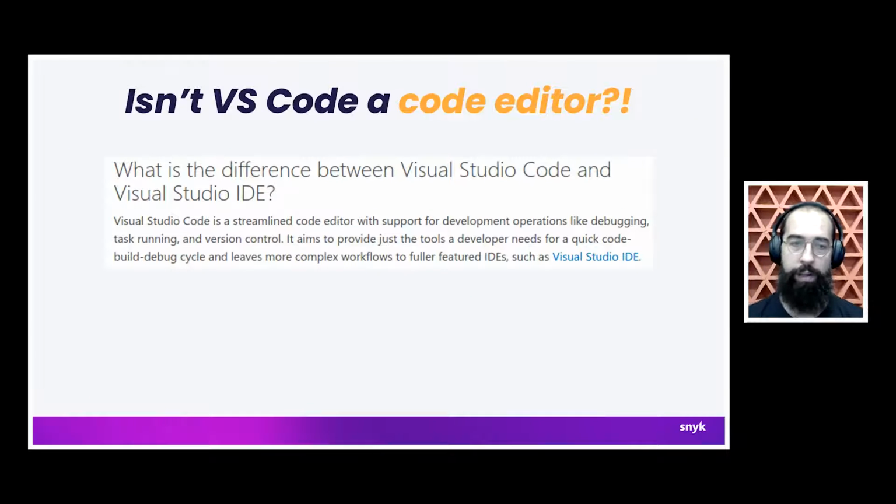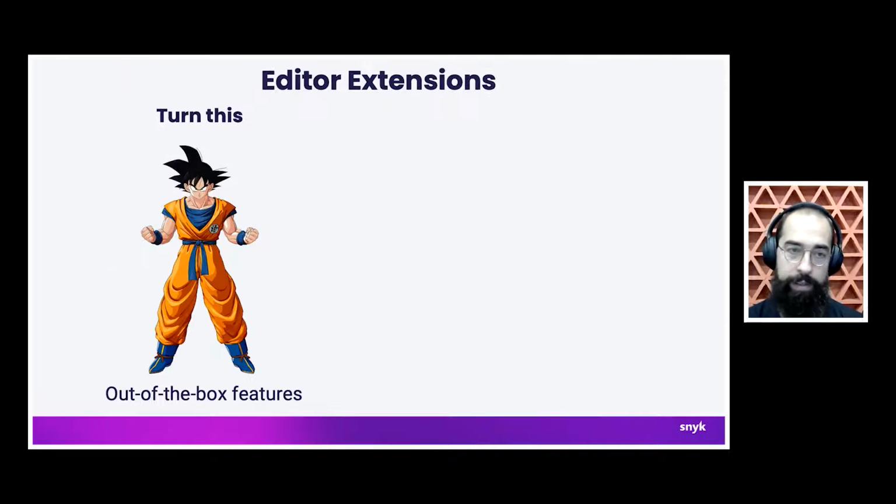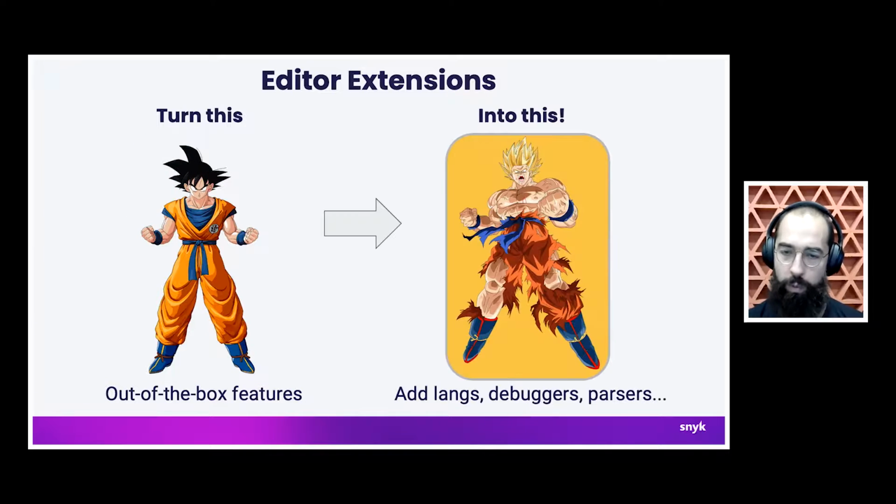So you might argue that yes, VS Code is not an IDE. It doesn't come with all the features fully equipped out of the box. But if you install extensions in it, then you can turn the relatively modest features it has out of the box into this really mean machine with added language support, debuggers, parsers, and all of the integrations that we've seen earlier, essentially turning this into an IDE.